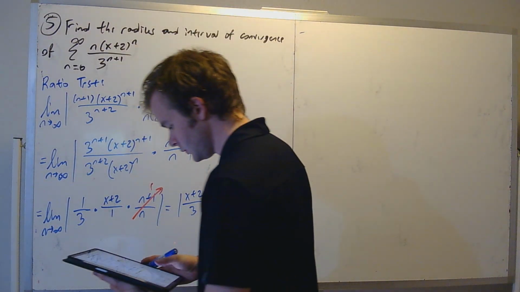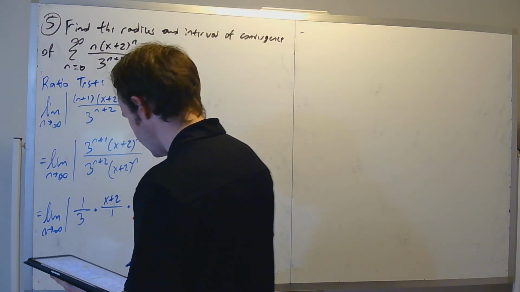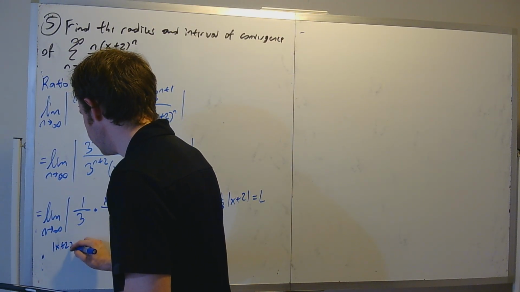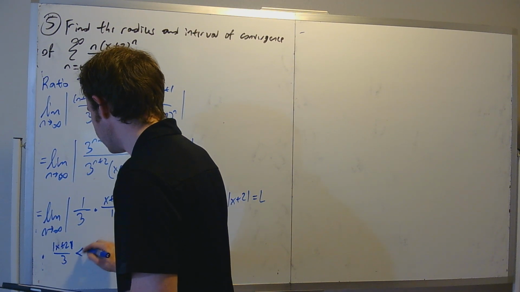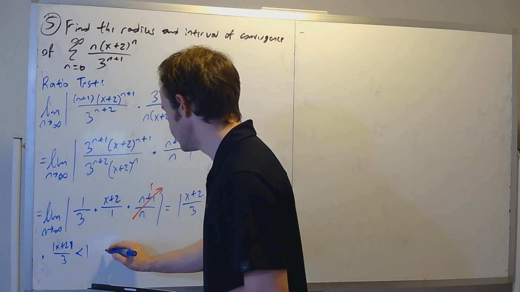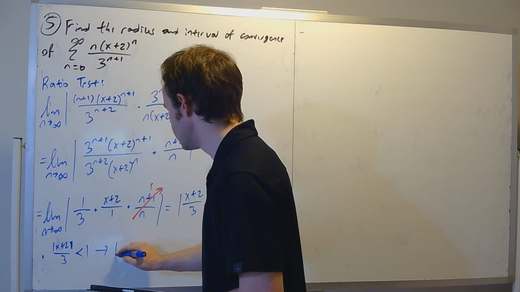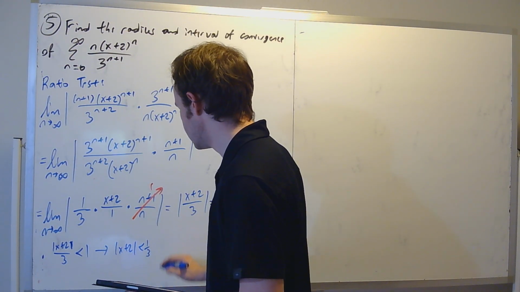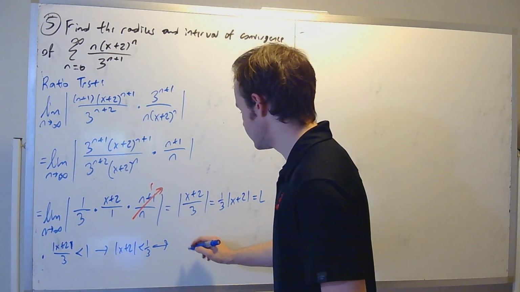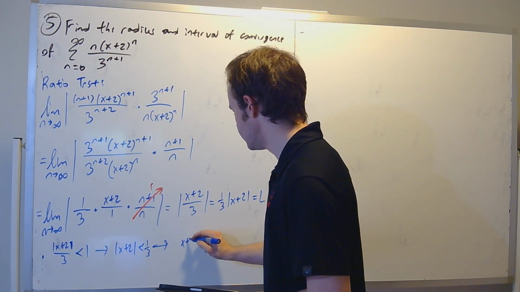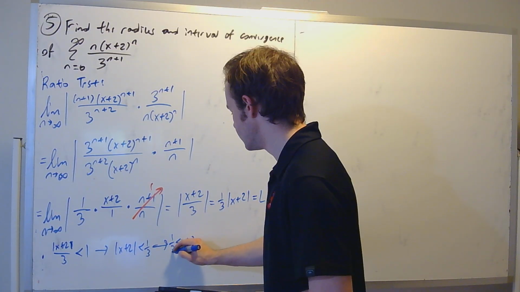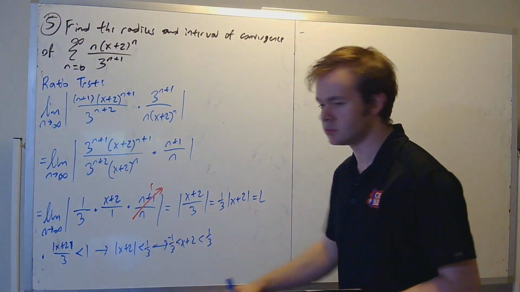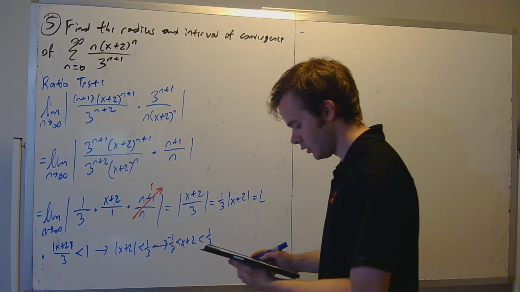So we're going to write here that the absolute value of x plus 2 over 3 is less than 1. Now we multiply both sides by 3. So the absolute value of x plus 2 is less than 1/3, which means that x plus 2 is between negative 1/3 and 1/3.